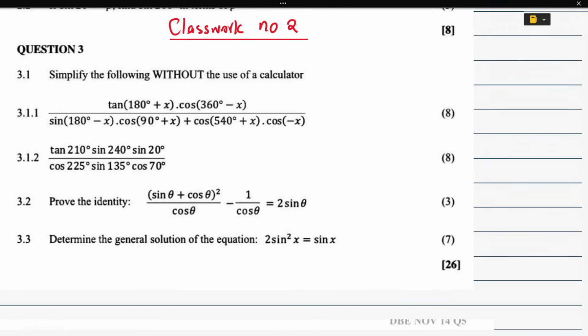Let's move. Soon we'll be doing correction. That's classwork number 2. Try, try. We're going to win. We are going to win. Don't be scared of this type of quizzes.